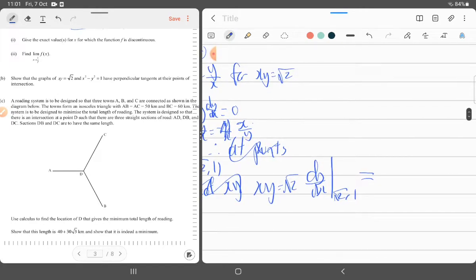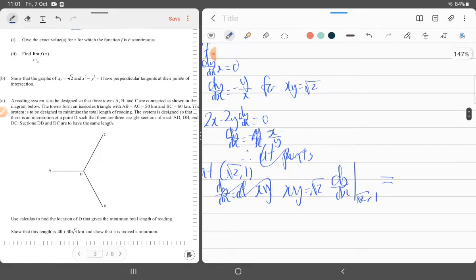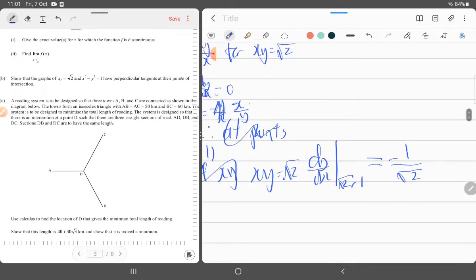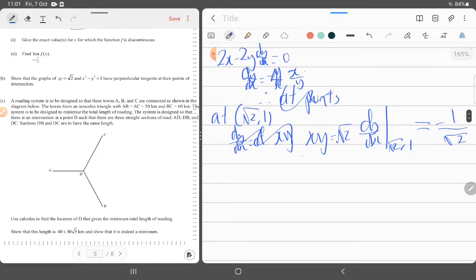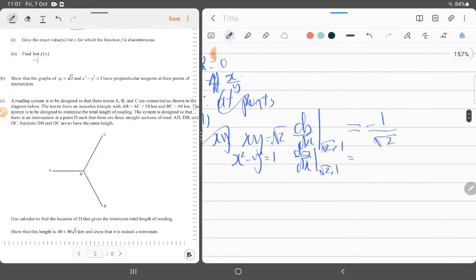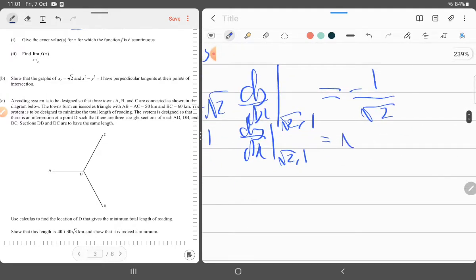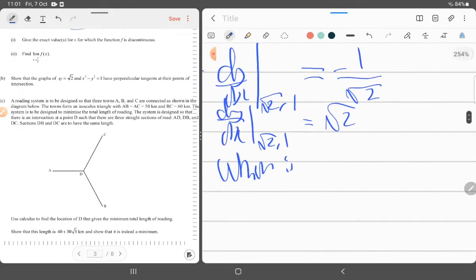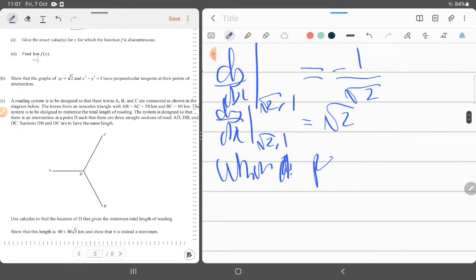that is negative y over x, so negative 1 over square root of 2. x squared take away y squared equals 1. dy over dx at square root of 2, 1 is equal to square root 2, which is perpendicular.